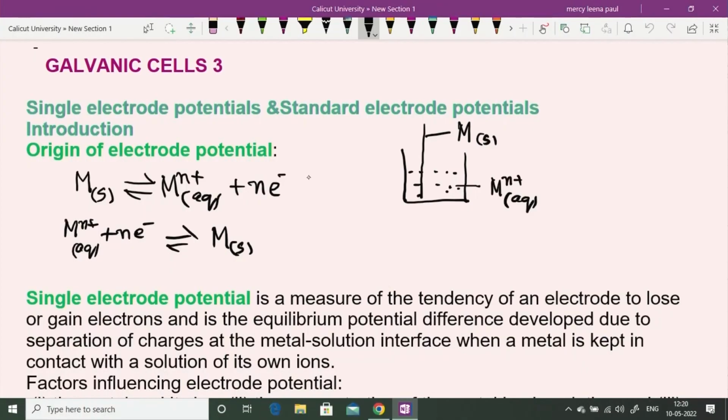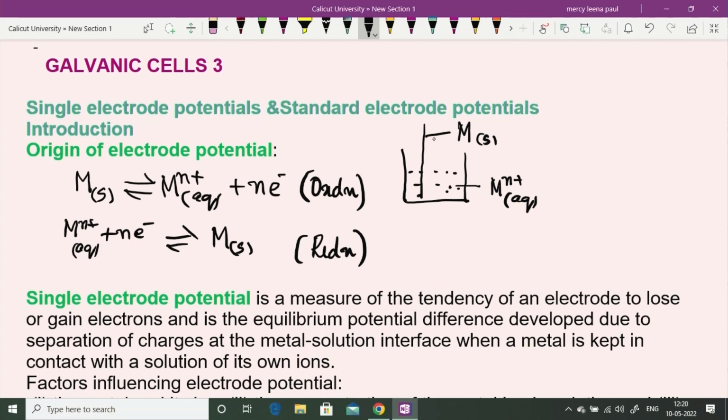In the first case, the metal is getting oxidized to form its metal ion, and in the second case the metal ion is getting reduced, forming metal. So, I will label this reaction as oxidation and this reaction as reduction, where the metal ion gets converted into metal.